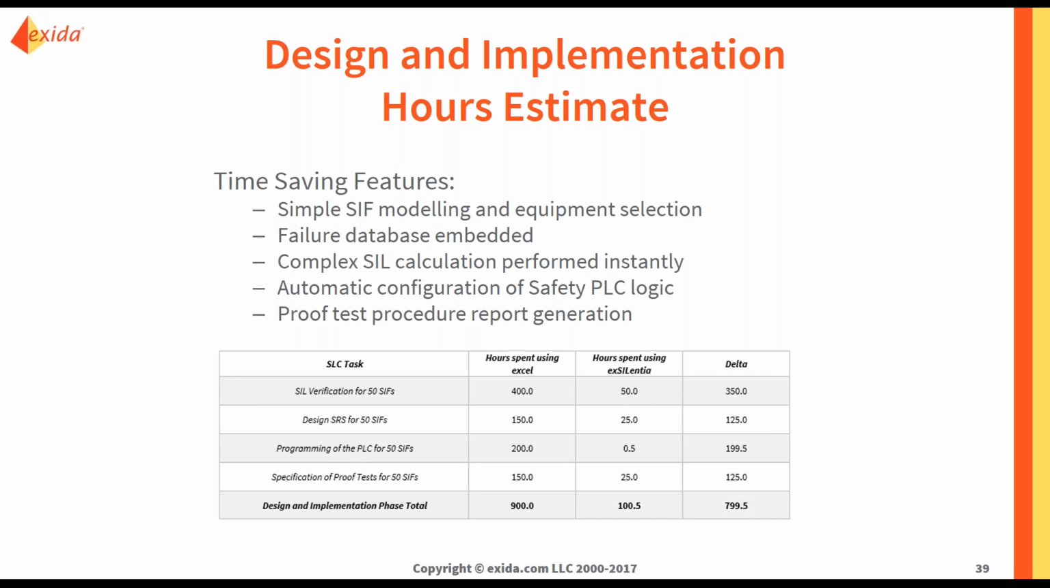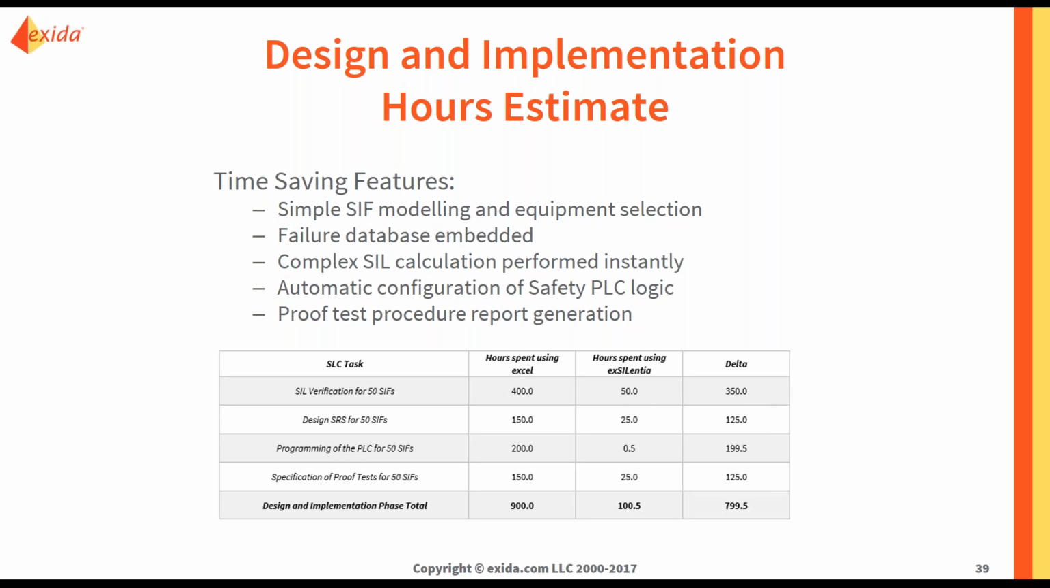Finally, once that's all done, you have a template that produces your design SRS to communicate that to the operations team, the implementation team, and then you have automatic configuration of your safety PLC logic, because all of that information you need to configure your PLC is in the SIL verification and design SRS tool. Then finally, you need proof test procedures to move on to the operation phase, and you can have all of these at your fingertips very quickly with the report generation from the tool.